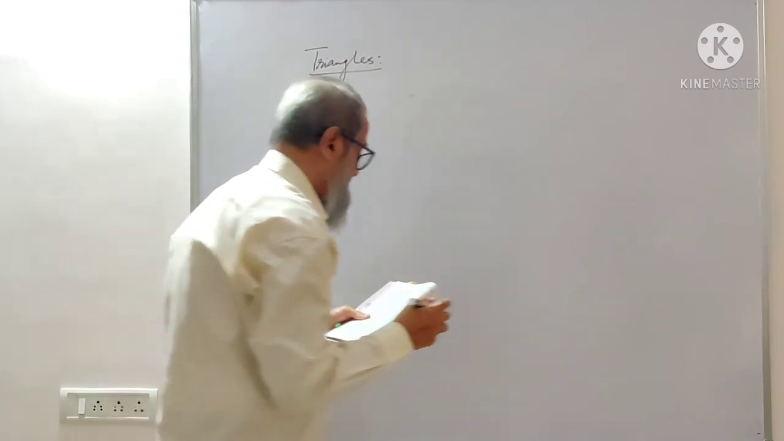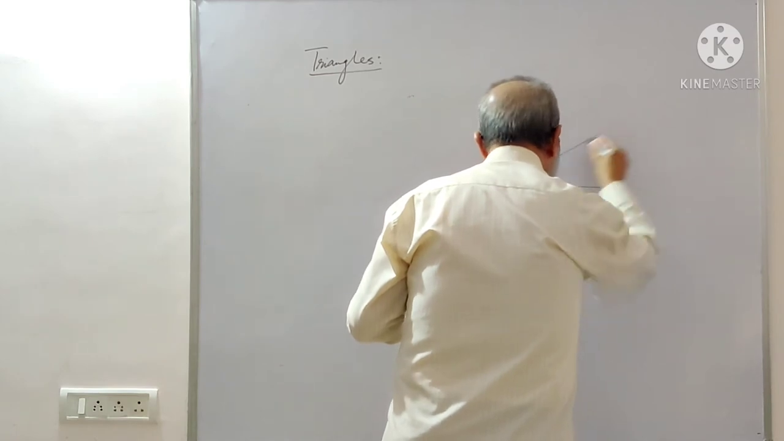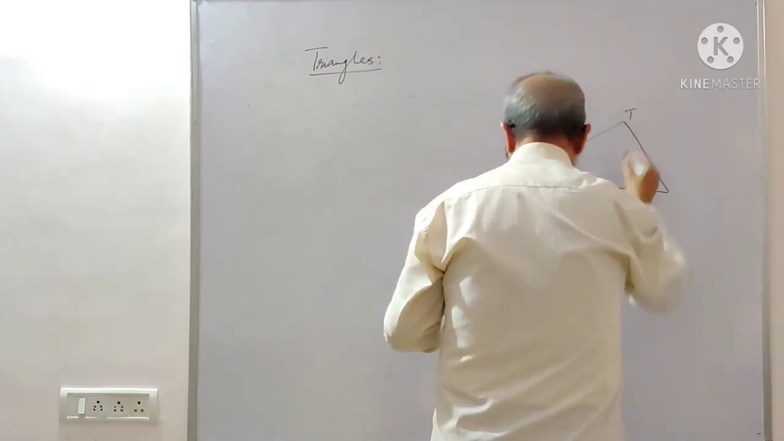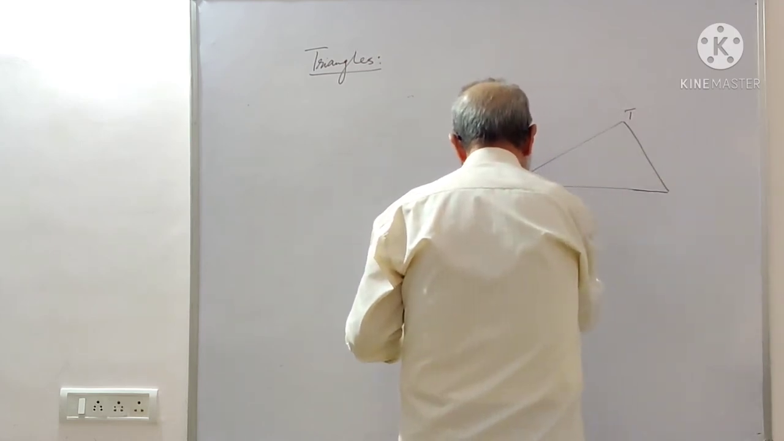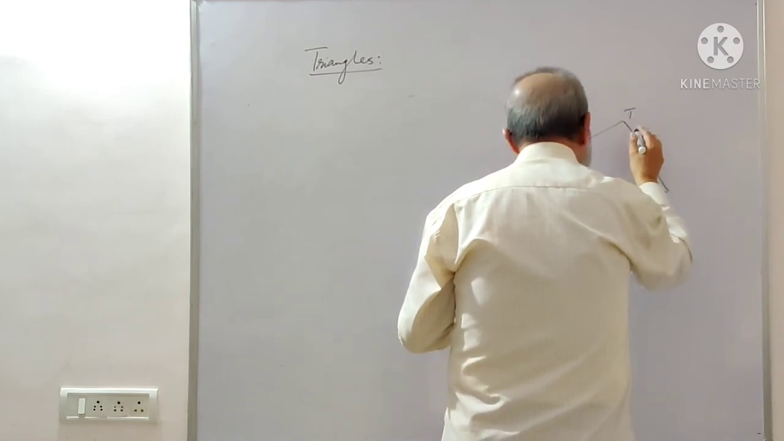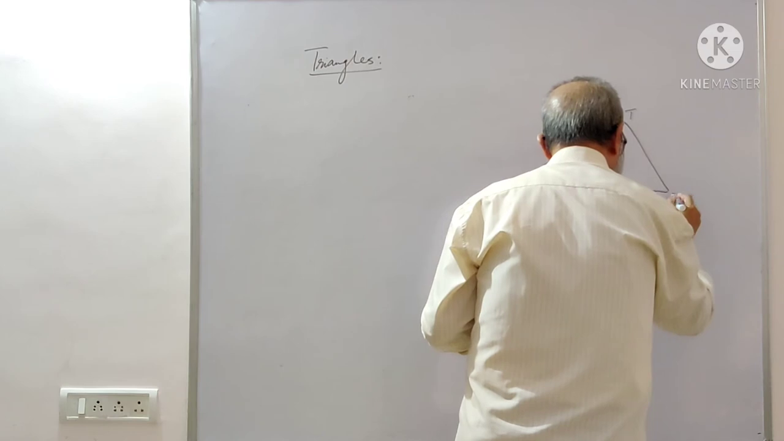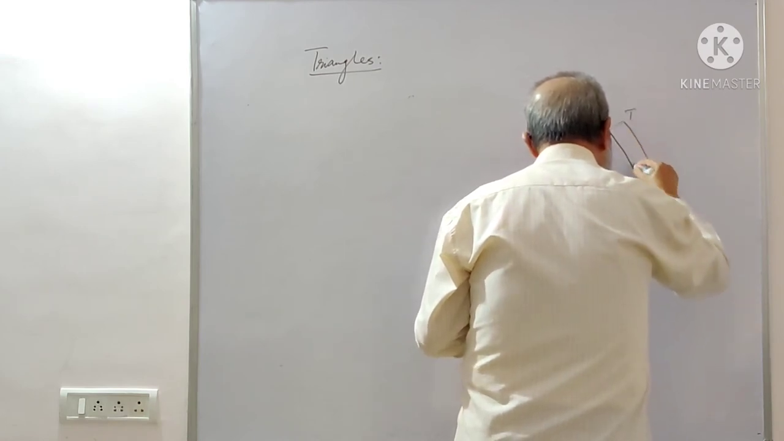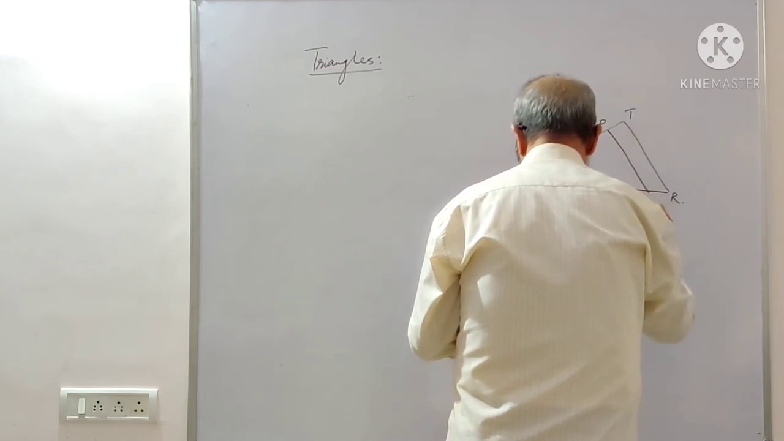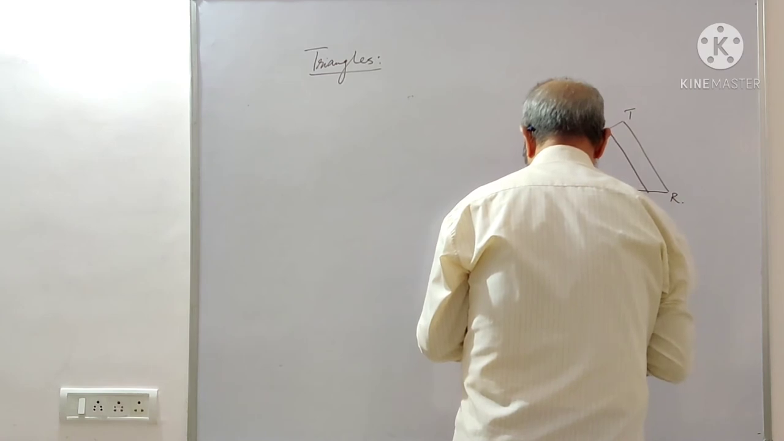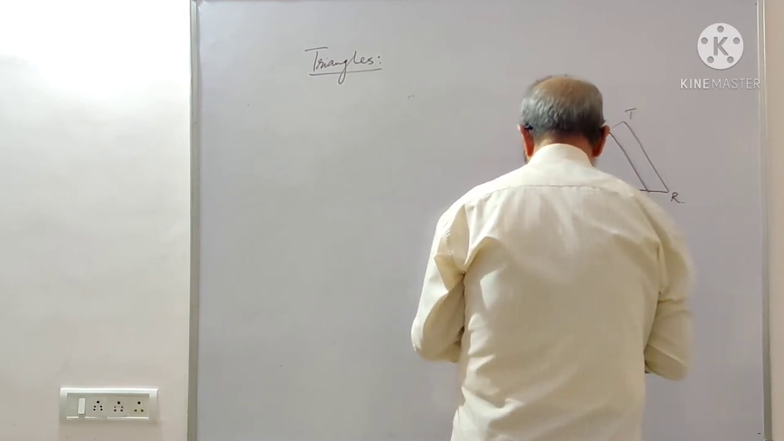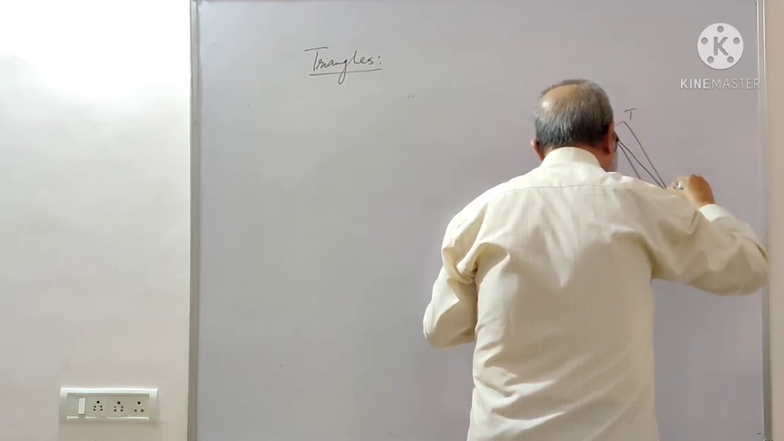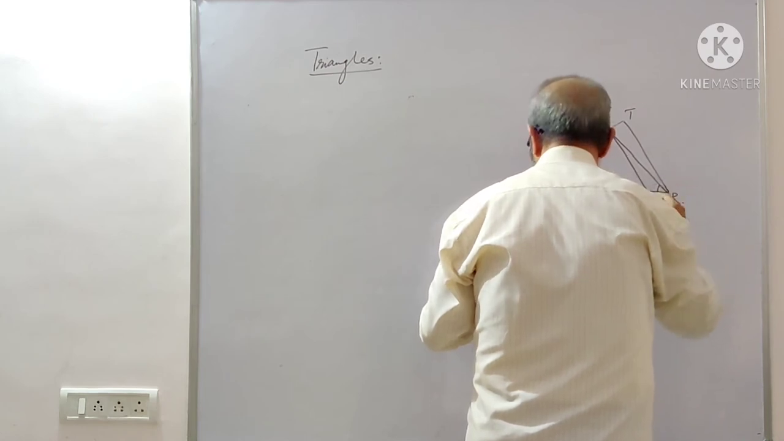Here, in the figure, he has given a figure. No, sorry. This is Q, this is T, this is R, this is P, this is S. This is angle 1. Now here, he has joined PR. Now this angle he calls 2.